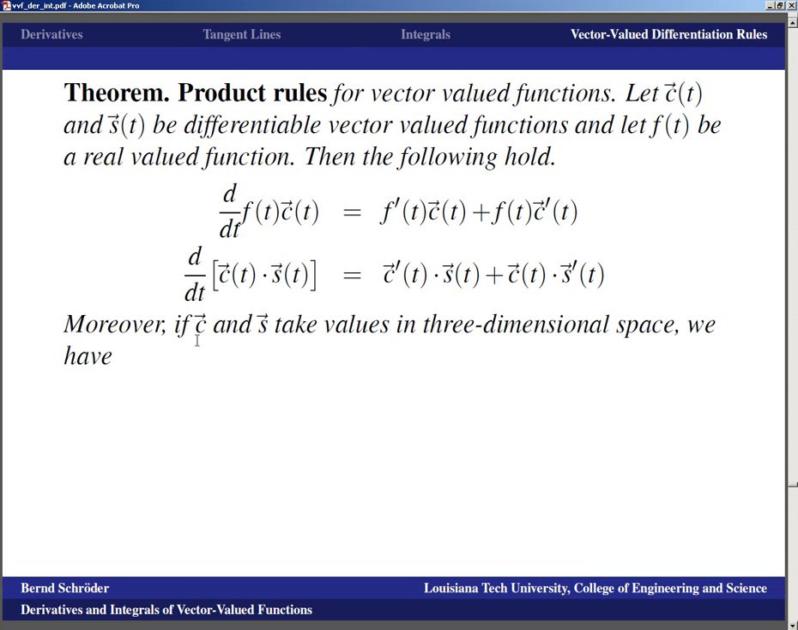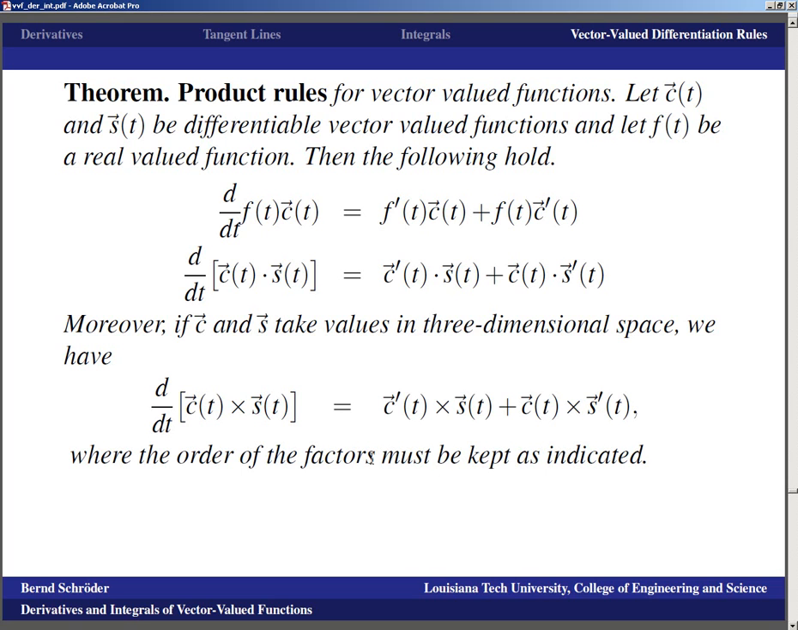However, if c and s take values in three-dimensional space, we also have that the derivative of c(t) cross s(t) is c'(t) cross s(t) plus c(t) cross s'(t), and here the order of factors must be kept as indicated, because we know that when we reverse the factors in the cross product, we get an extra negative sign.